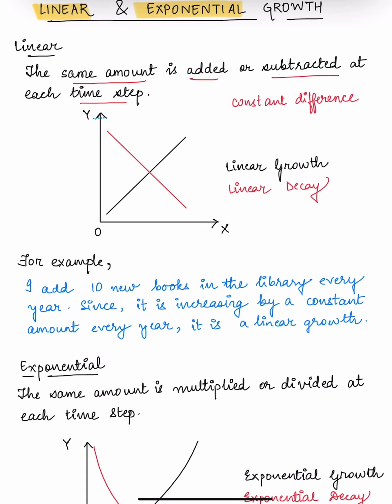If we look at the graph, for the black graph, we can see that while x is increasing, y is also increasing. So basically this is a straight line, and this denotes a linear growth. And similarly, for the red line, while x is increasing, y is decreasing. So this basically shows a linear decay.